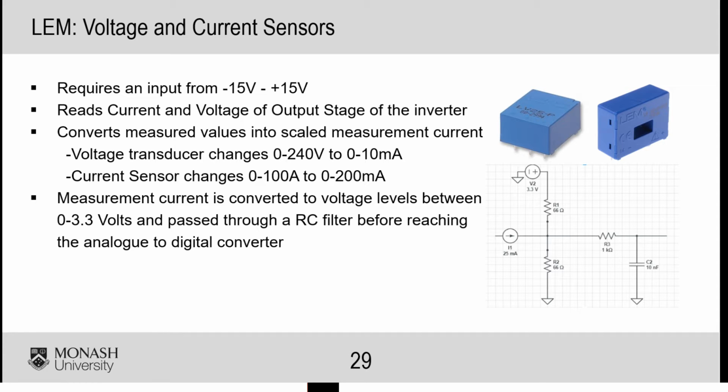This measurement current is then converted to a voltage level from 0 to 3.3 volts and passed through an RC filter, which filters out any frequency that is above 15 kilohertz before it is passed through the analog to digital converter.